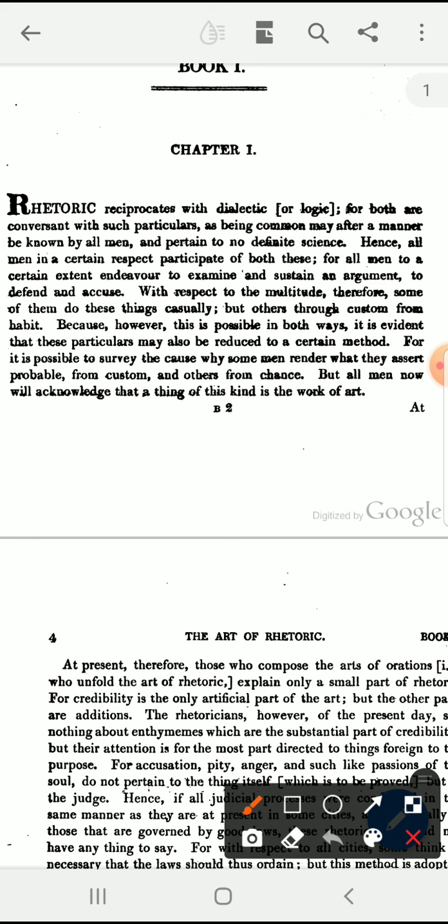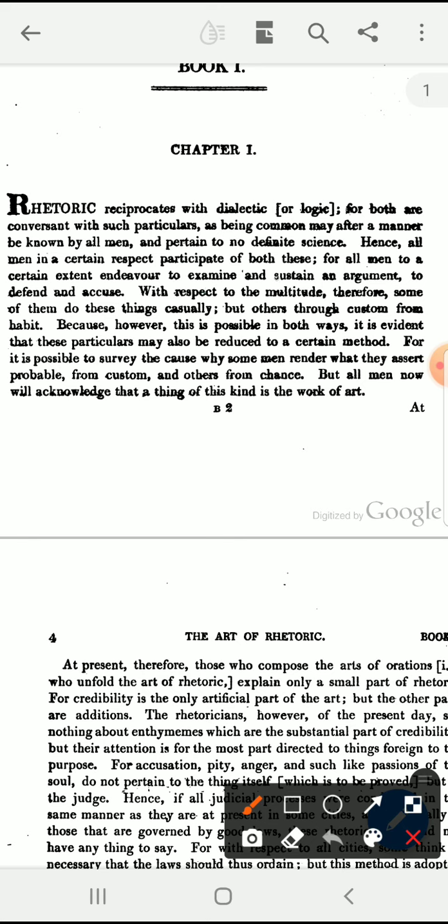Rhetoric reciprocates with dialectic, for both are conversant with such particulars as, being common, may after a manner be known by all men, and pertain to no definite science. Hence, all men in a certain respect participate of both these. For all men, to a certain extent, endeavor to examine and sustain an argument, to defend and to accuse.